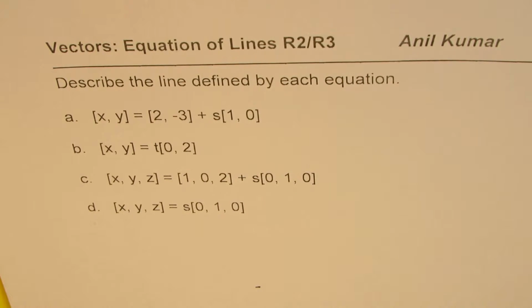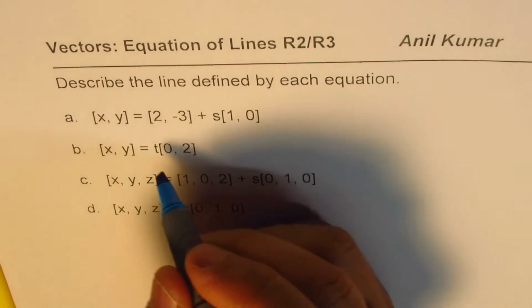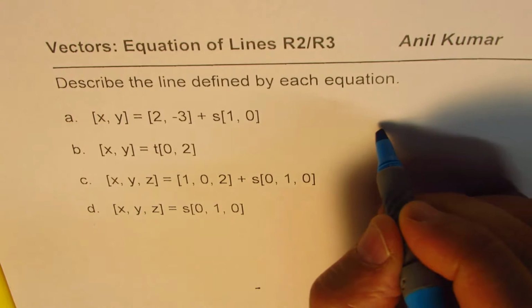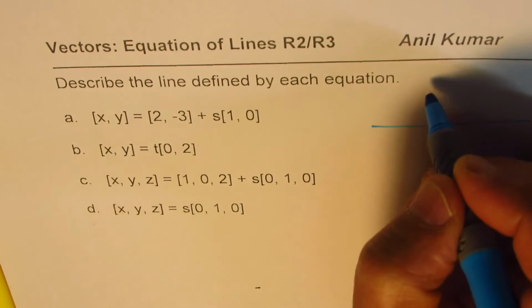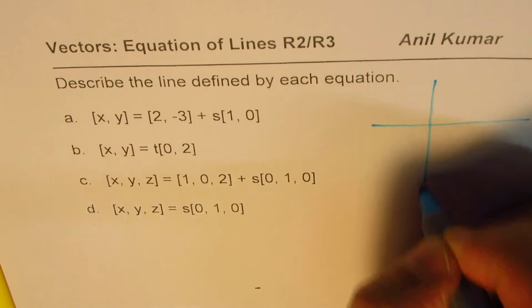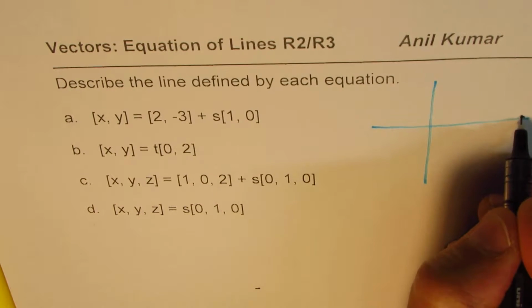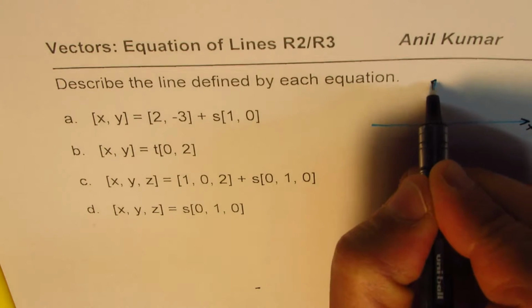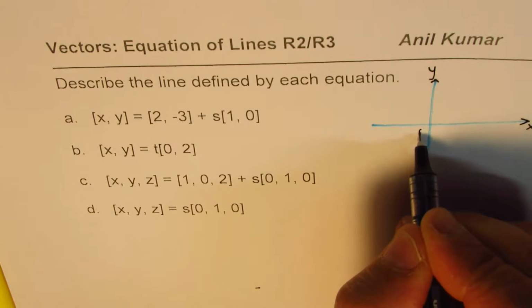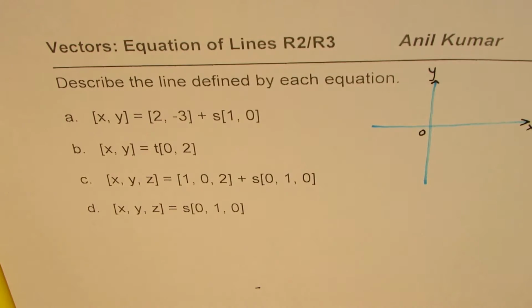Can you describe these lines? You can pause the video, answer, and then try to describe these lines. And here is kind of my description. We'll just start with R2. That means we have x and y axes at right angles. So this is what we have.